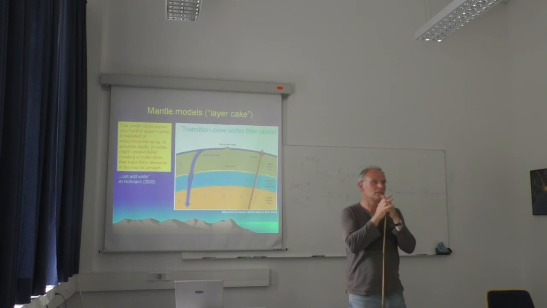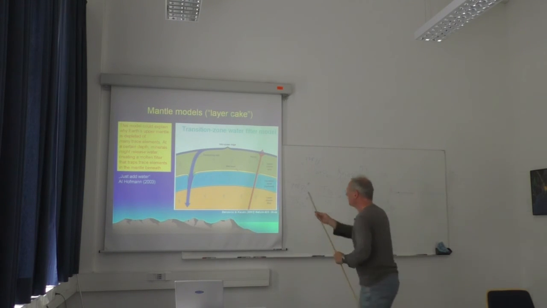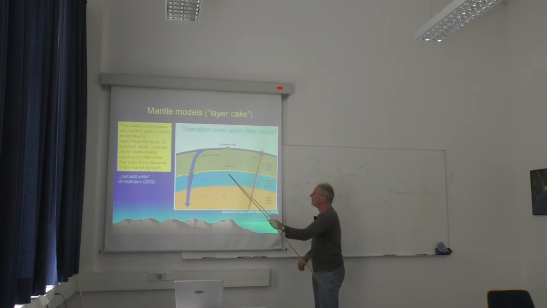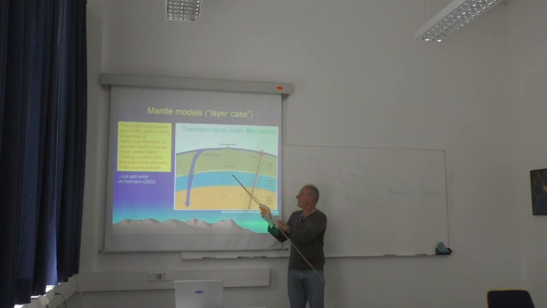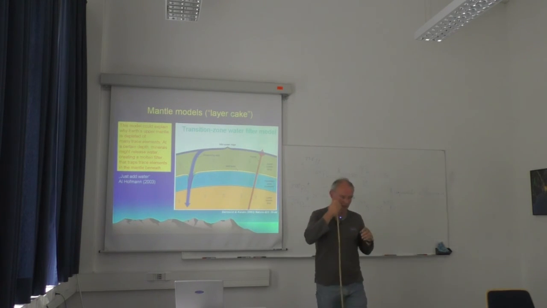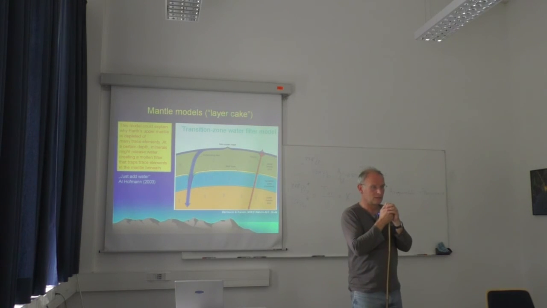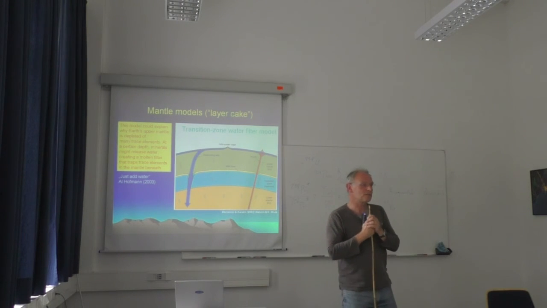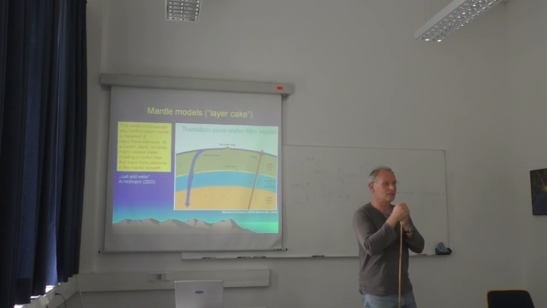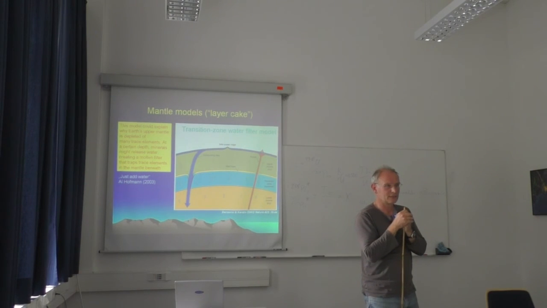The water, from here to here, can't go up, because only here Wadsleyite is stable. Wadsleyite gets unstable here. It breaks down into olivine, and olivine cannot keep the water in the crystal lattice. Then shouldn't the water rise up?